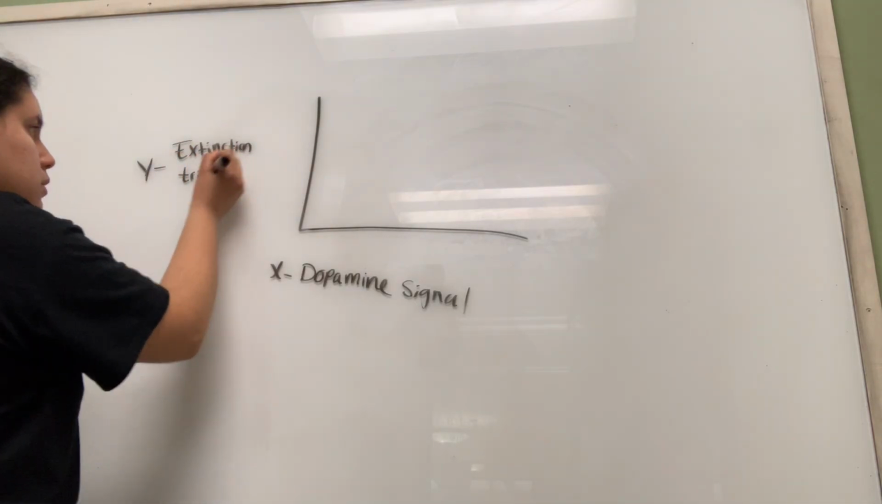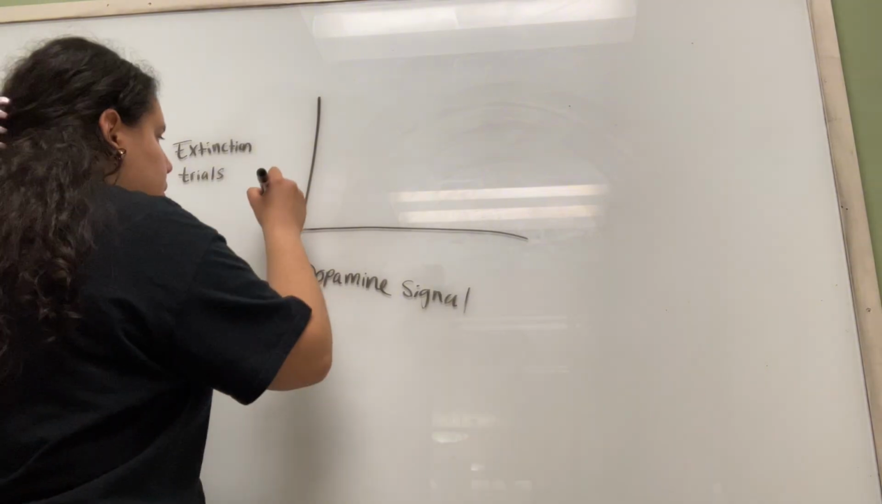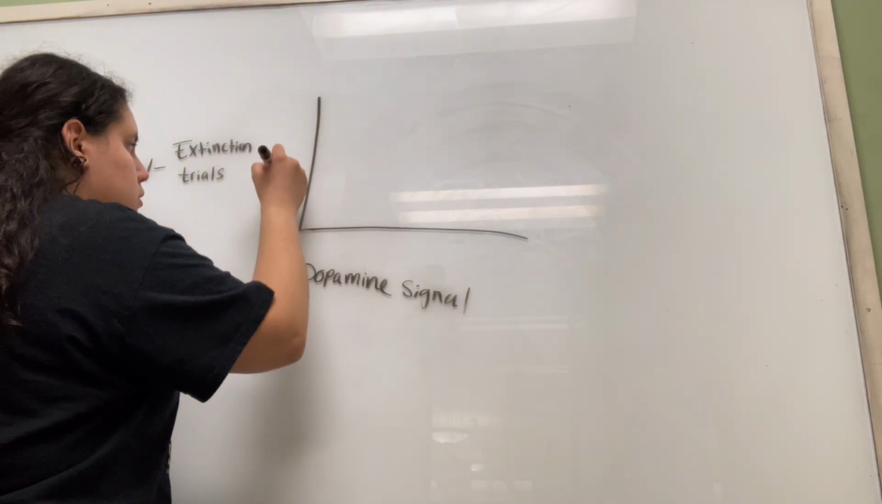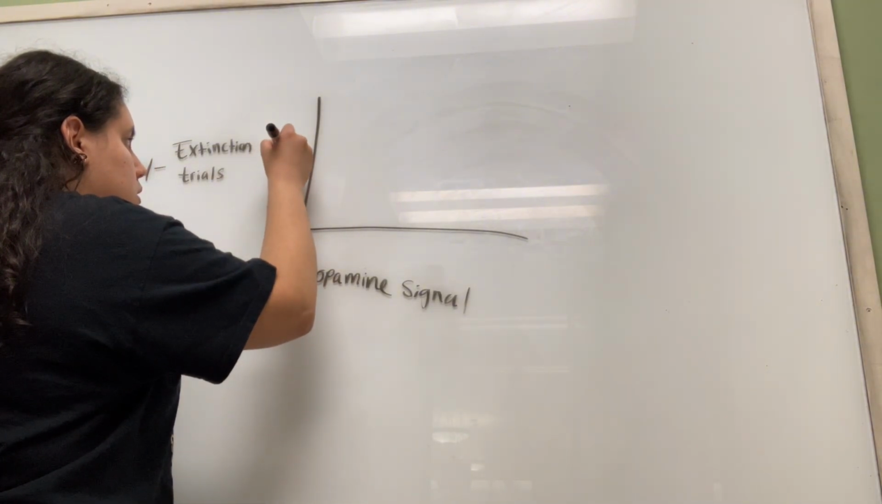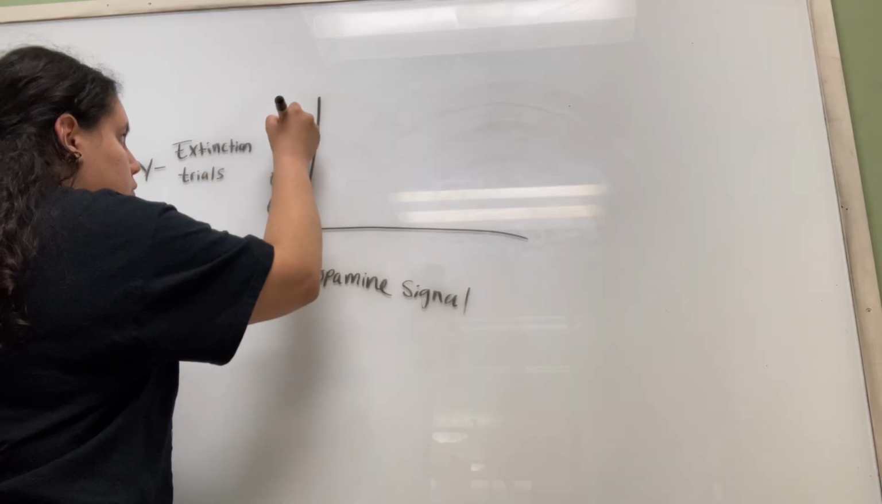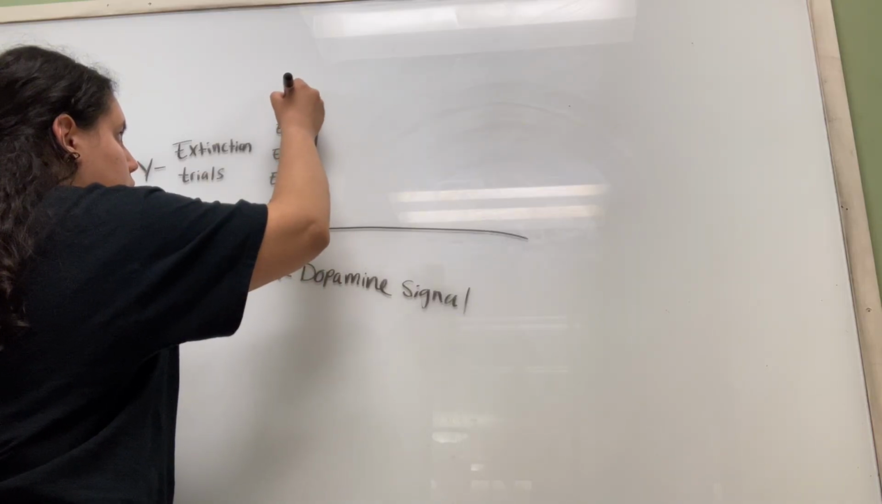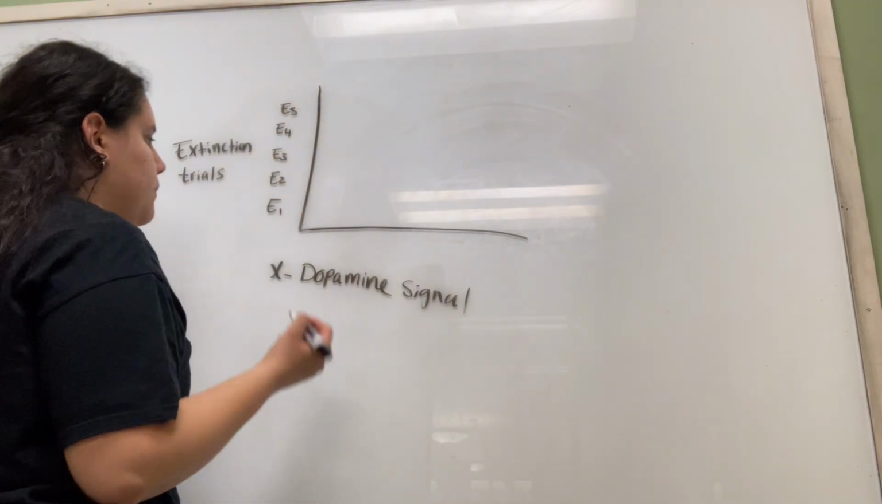And then we will be labeling them as E1, E2, E3, E4, and E5.